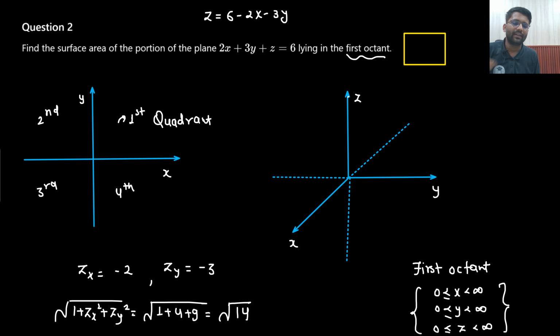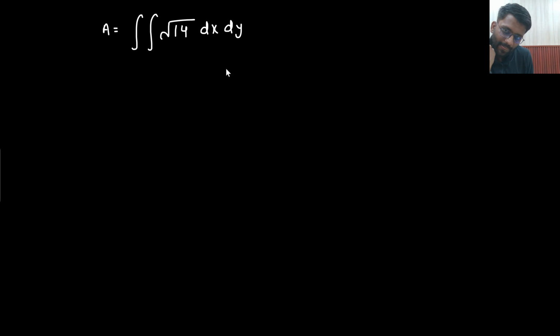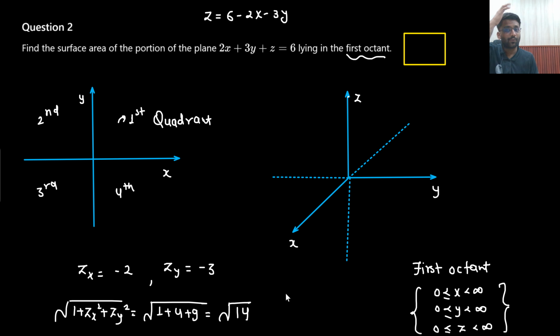Now what will be the surface area? Sir, the surface area would be nothing but whatever factor you have found out, under root 14 dx dy in the region R, right? Now from where to where the limit of x and y would go, that I don't know.